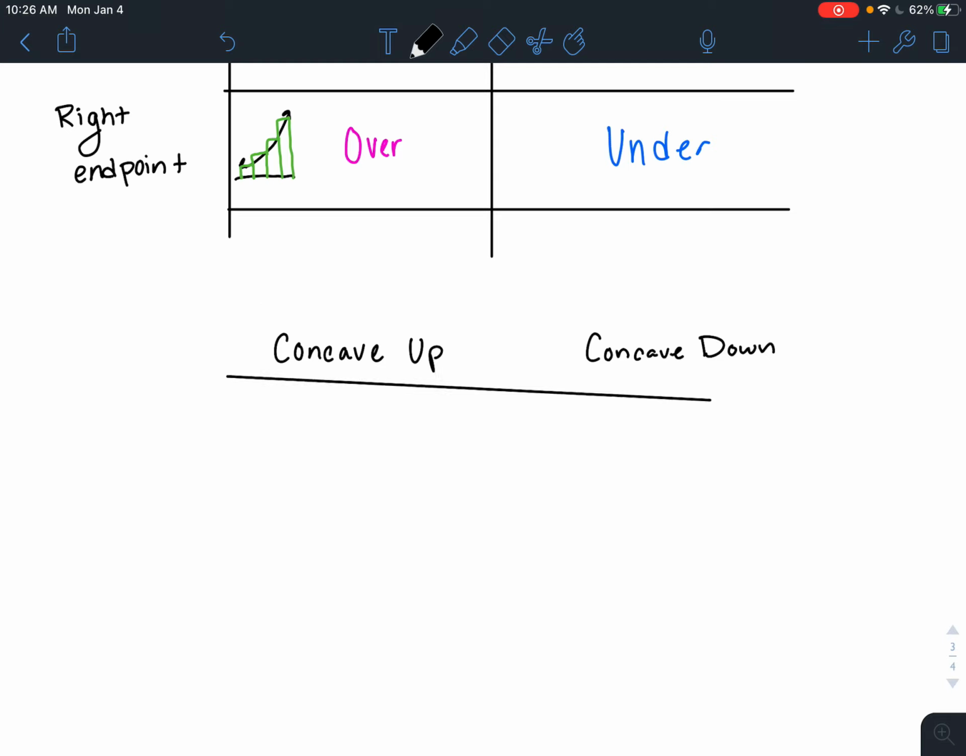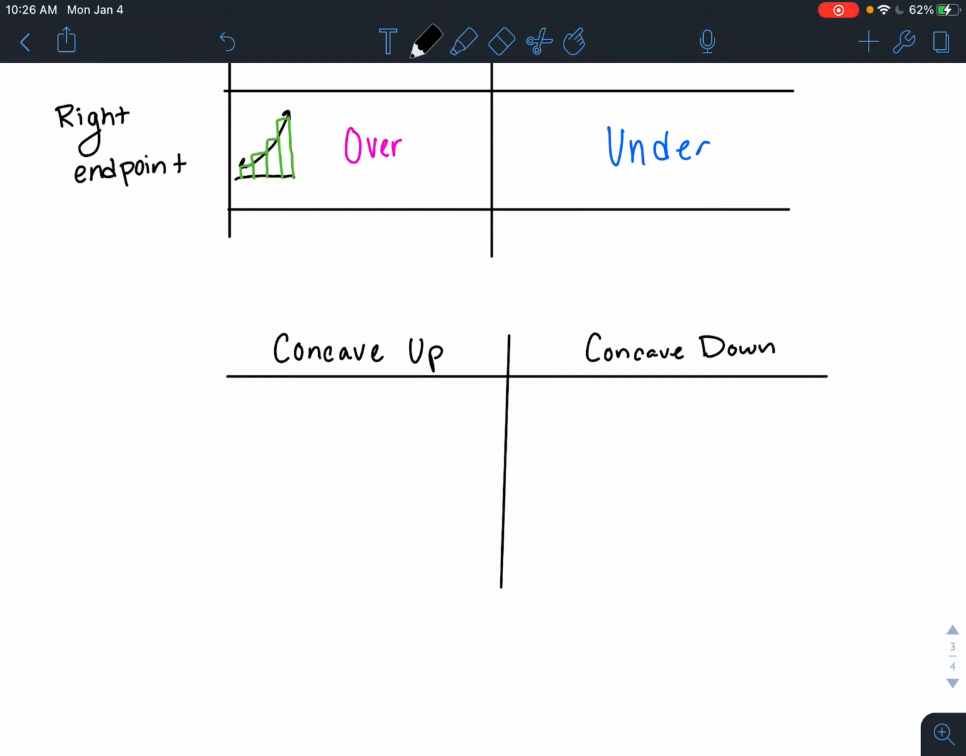So again, we're going to set. That's not a straight line. Come on, iPad. Nope, that's not it either. There we go. Nope. Oh no, that's not right. There we go. Okay.